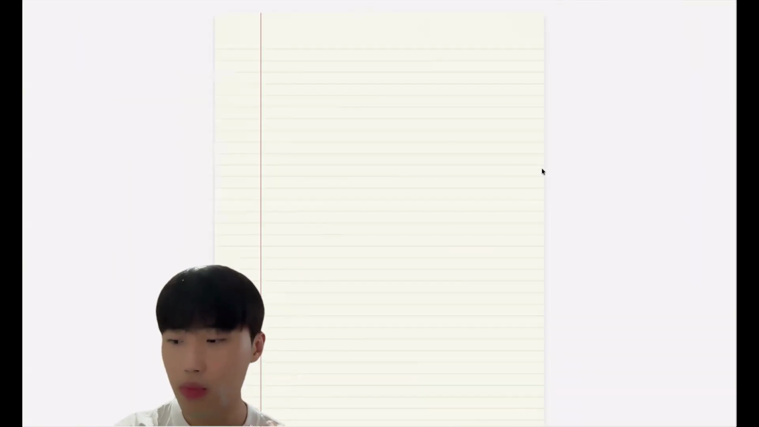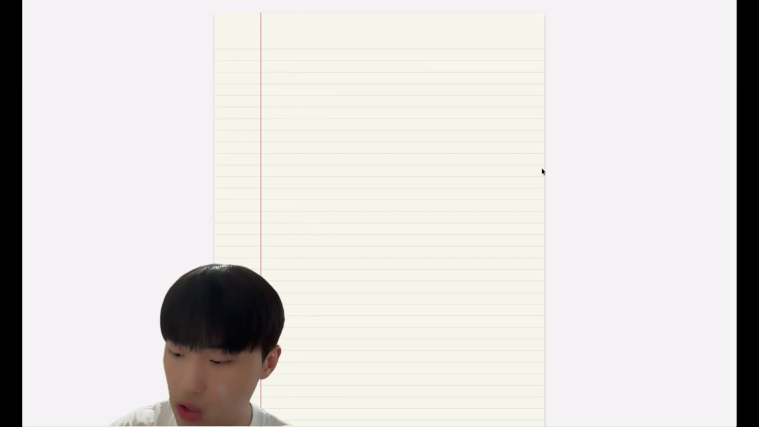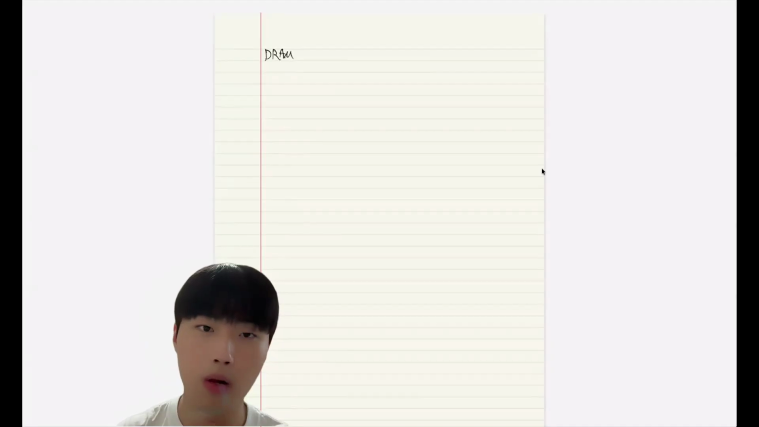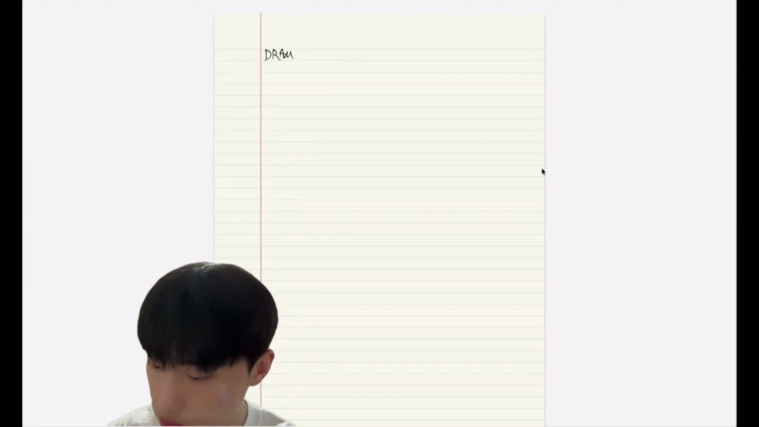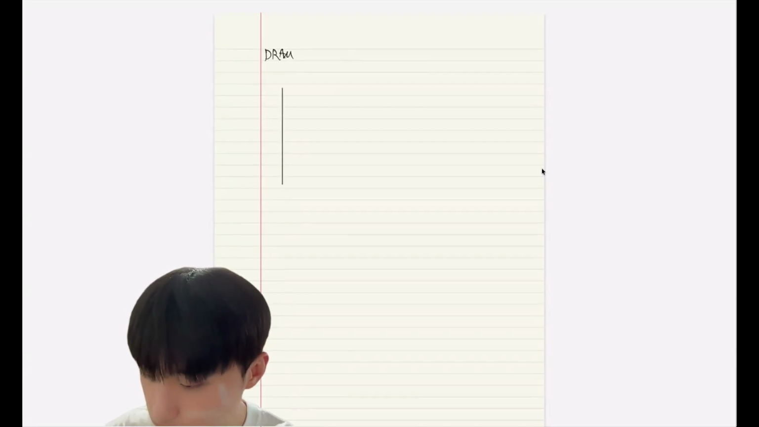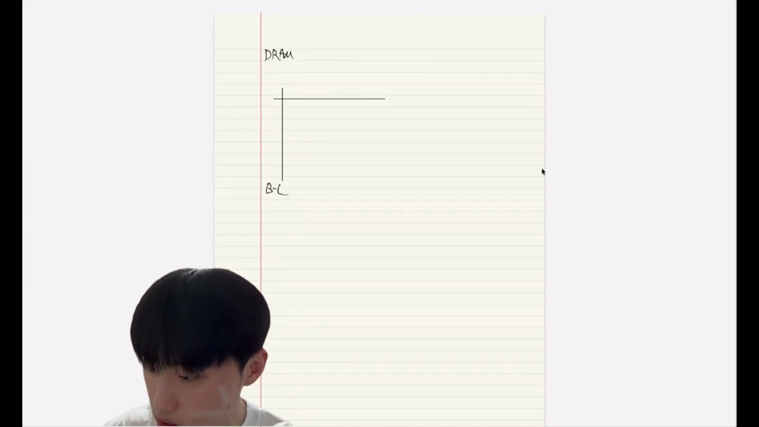Second, we'll talk about the DRAM. DRAM is the dynamic random access memory. First of all, we will draw the circuit of the DRAM, and then we will talk about why it is called dynamic random access memory. This will be the bit line. I'll just draw it like this.